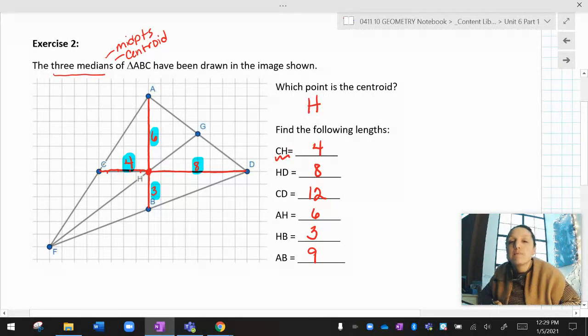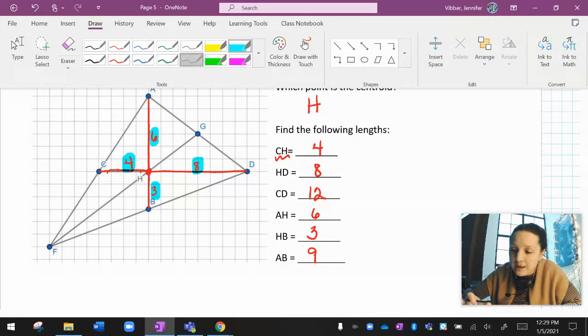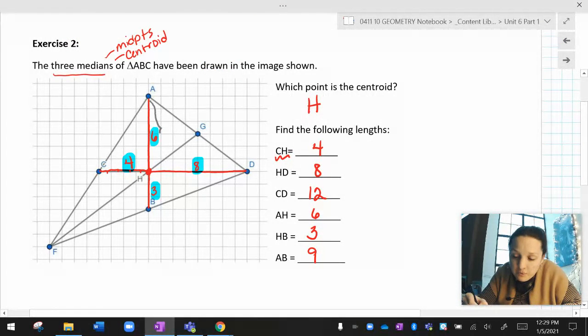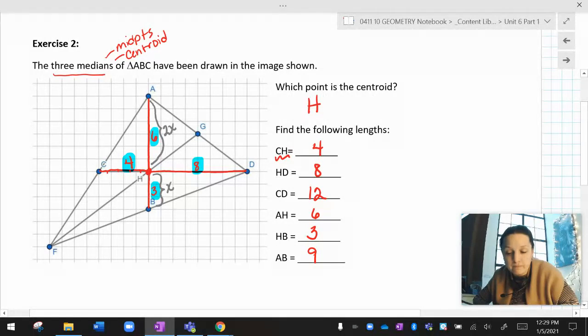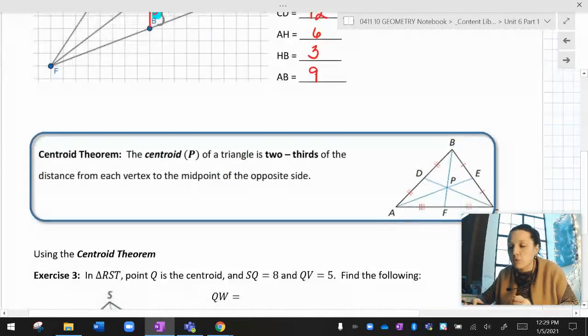Now, when I say top versus bottom, that's probably not the best distinction. What I should really say is the part that connects from centroid to vertex is twice as long as centroid to midpoint. And if you don't understand anything I said, we're going to write it again in the box.